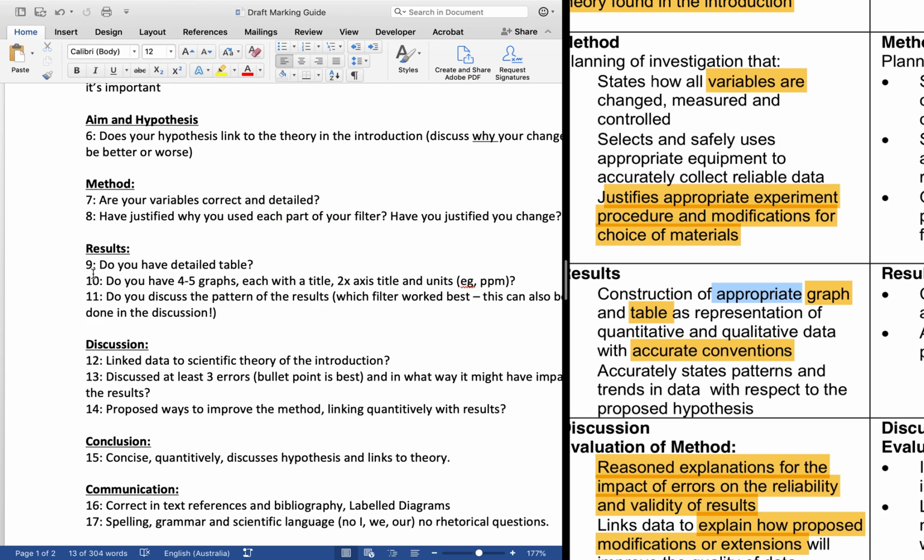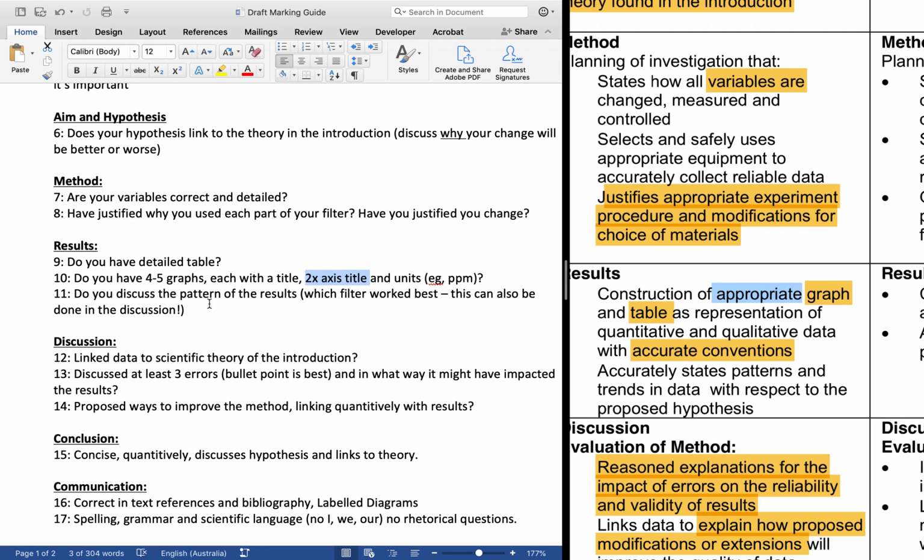So that's actually point 10. Do you have 4 to 5 graphs, each with a title, 2 times axes title? You need to label not only the overall title, but the x-axis title and the y-axis title and the units. And I think that was Keanu's graphs I was using there, by the way, for the A standard. Well done, Keanu.